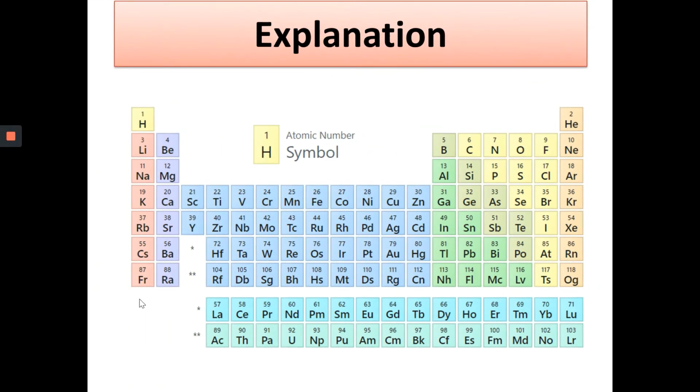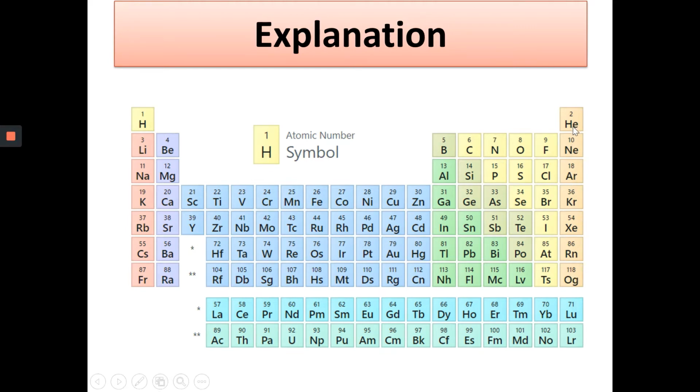Right, so going back to ionic bonding then. A good starting point is to have a look at our periodic table. And if you remember, we've got group 1, group 2, group 3, group 4, group 5, group 6, group 7. We've got this group on the end, which we used to refer to as group 8, but now we think about as group 0.